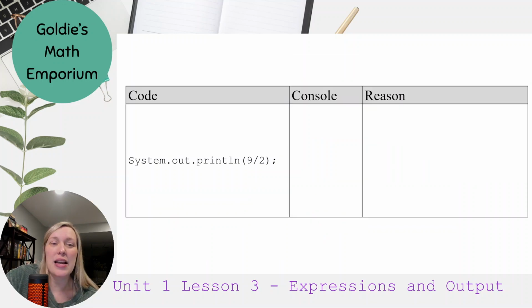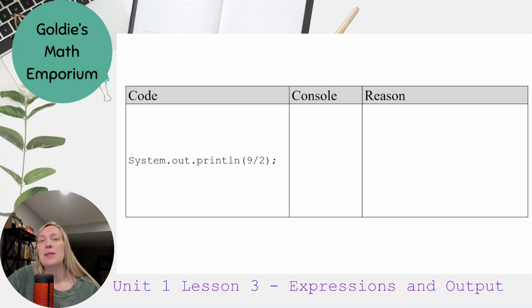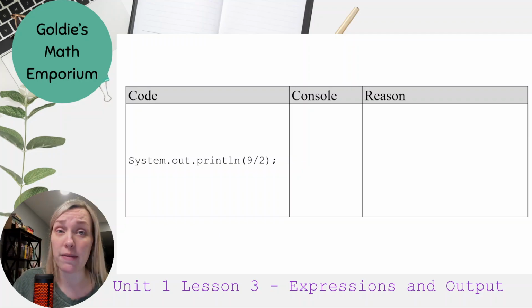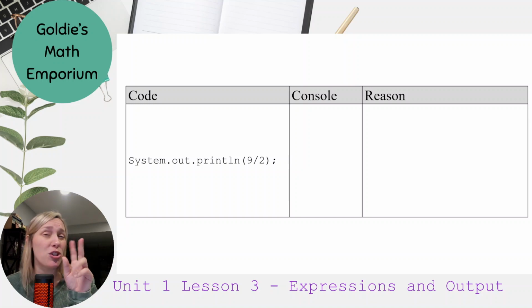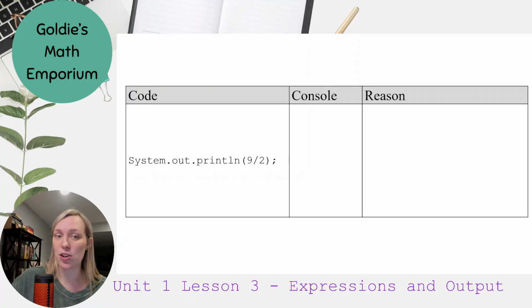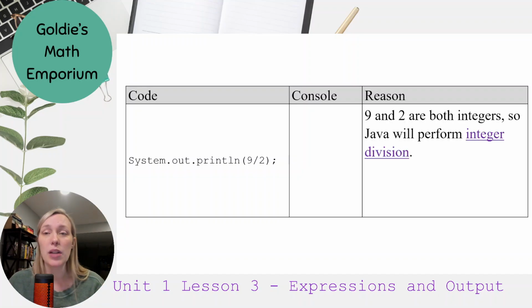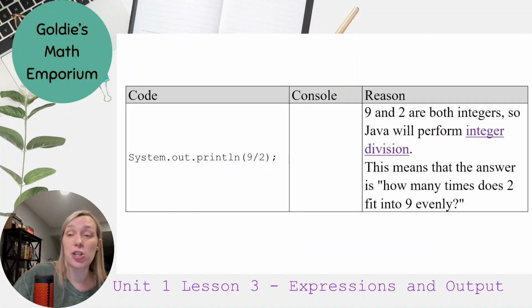All right. Now let's talk a little bit more about some of the nuances around these expressions. So if I take 9 divided by 2, if you were to put that in your calculator right now, you would get 4.5, right? But in Java, when you have 2 integers and you are dividing them, what is the result? It's what's called integer division. So integer division, which is division between 2 integers, it only takes the whole number as the answer. So 9 divided by 2, because they are both integers, Java performs integer division.